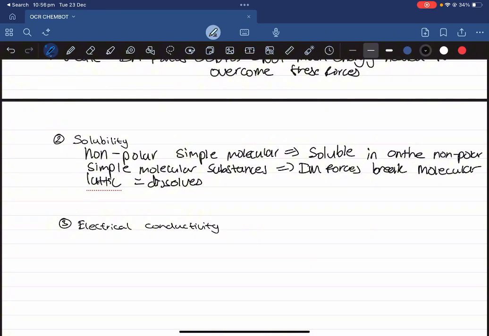Now, it's not soluble in polar substances because there's very little intermolecular interaction. And this goes exactly the same for polar and polar. Polar and polar are soluble within each other because of the intermolecular forces that can break the molecular lattice again. But if you have polar and non-polar, then it can't break the molecular lattice because there aren't as many intermolecular forces at play.